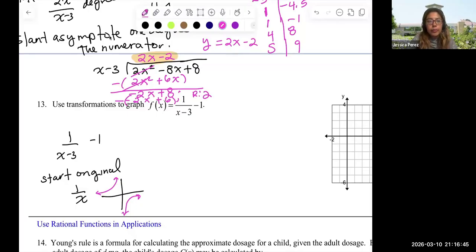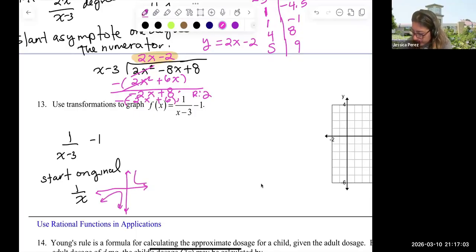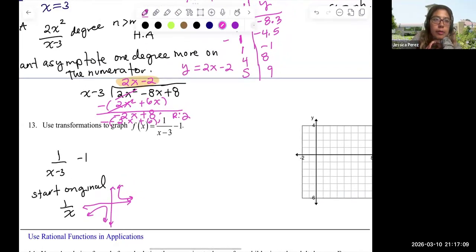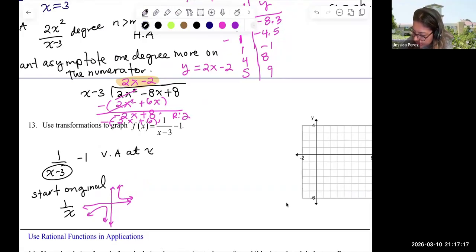So if I graph 1 over x, it's going to have, oh, let me fix that. So 1 over x looks like this. Now we have different asymptotes. And notice that you will have a new vertical asymptote at x equal +3. So what you do is you're going to now put a vertical asymptote at x equal +3.